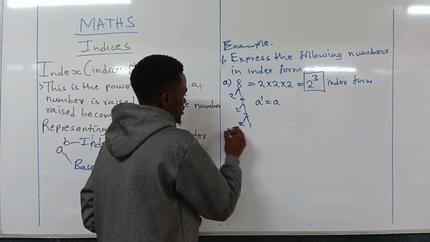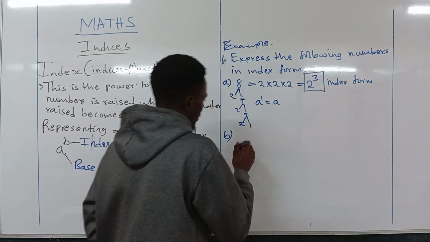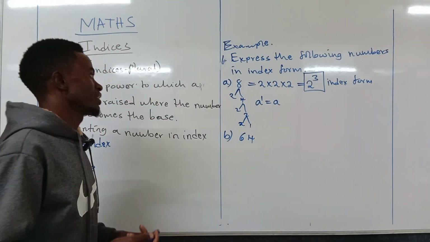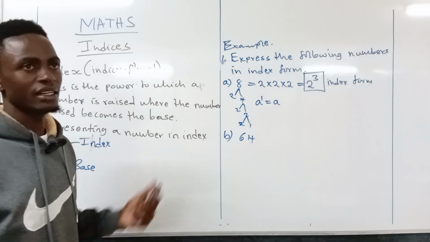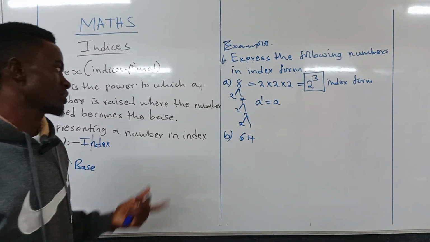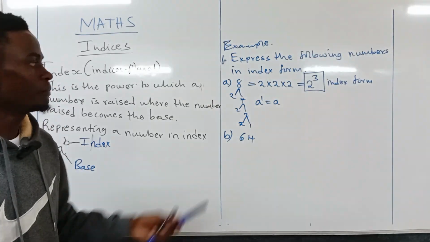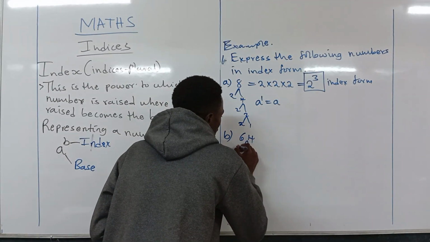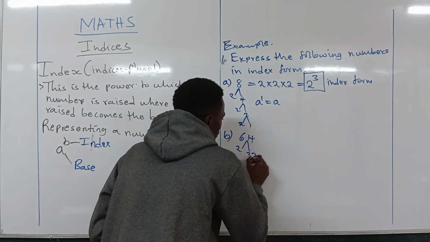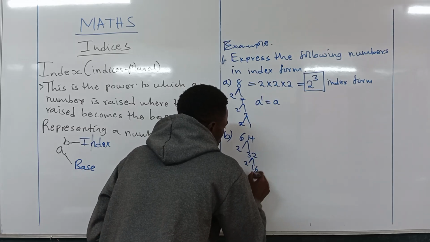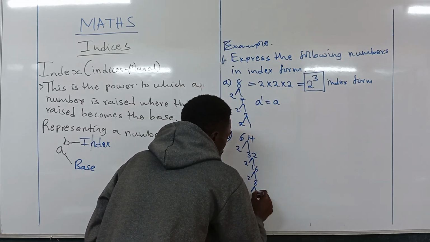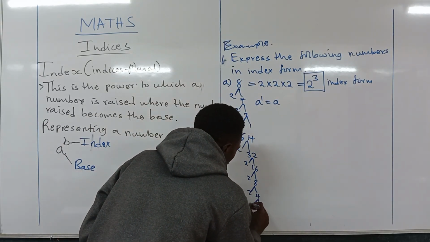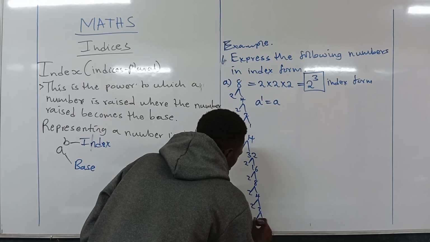We can look at the next example. For example, you have a number like 64, and you are supposed to write this number in index form. We start with the common thing, finding the product of prime numbers. We have 2 dividing 64 to give 32, 2 dividing 32 to give 16, 2 dividing 16 to give 8, 2 dividing 8 to give 4, 2 dividing 4 to give 2, and 2 dividing 2 to give 1.